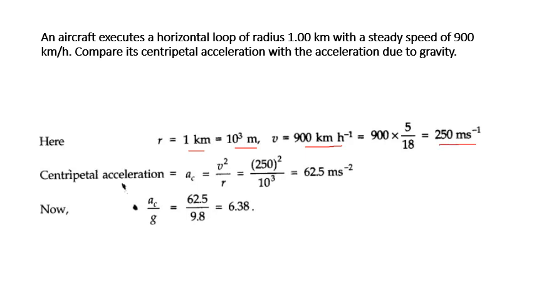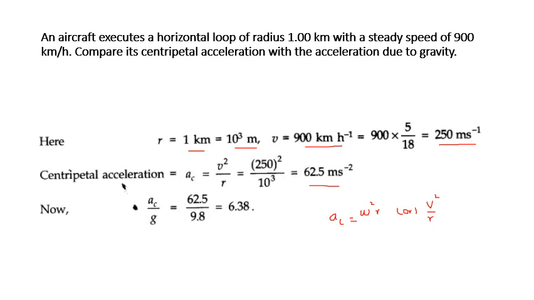Fine. And what is your centripetal acceleration? AC equal to, see actually students, we have two formulas for centripetal acceleration. Centripetal acceleration AC is equal to omega squared r. This is one formula, or V squared by r. According to your given value, you must choose your formula. Here we have velocity, so I'm going with the second formula, V squared by r. So 250 the whole squared divided by r, which is 10 to the power 3. So what is your centripetal acceleration? 62.5 meters per second squared.